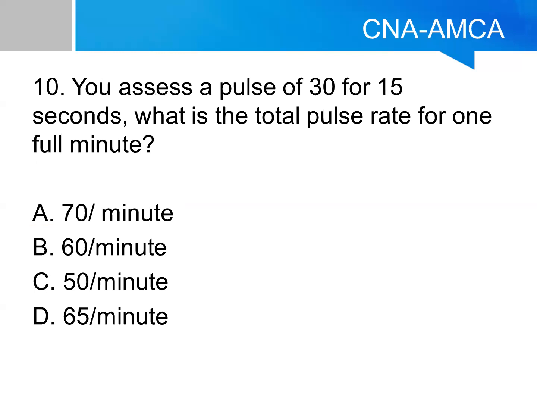Number 10. You assess a pulse of 30 for 15 seconds. What is the total pulse rate for 1 full minute? A. 70, B. 60, letter C. 50, and letter D. 65. What is the correct answer? Letter B. 60.